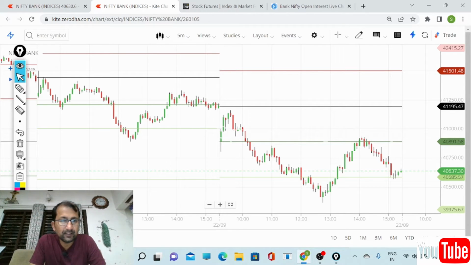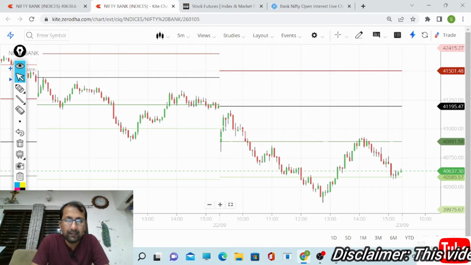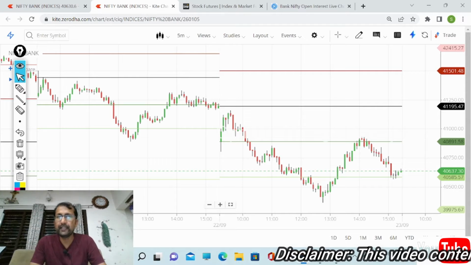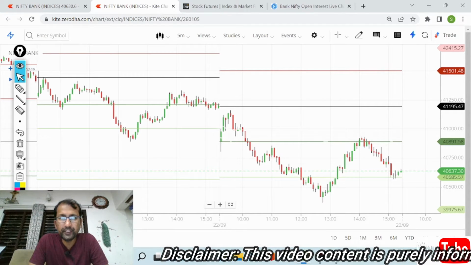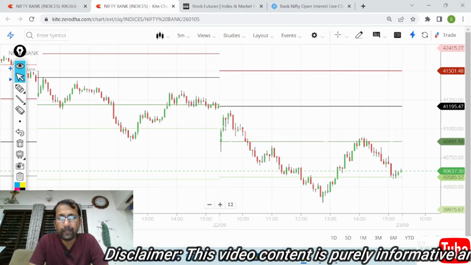So it just ended near the support level and it hasn't broken the 40,585 support. So now for the last 2 days, Bank Nifty has been making lower pivots, which is the indication that Bank Nifty is weaker. Now, how do you position your trade for tomorrow?